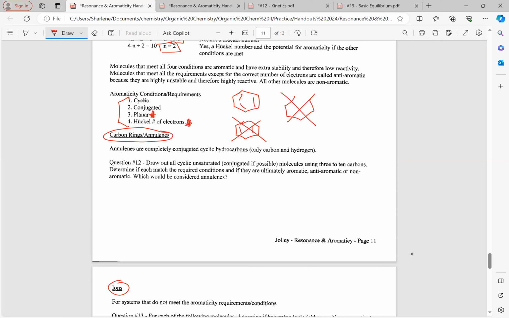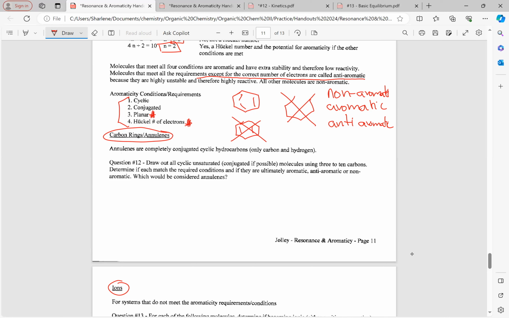What are my choices here? I can be non-aromatic, which means it doesn't even match one of the conditions. You can be aromatic, which means all of them are perfect, or you could be anti-aromatic, which means you are not the perfect arrangement. We are going to be talking about the number of electrons. So if it's all there except the correct number of electrons, we call it anti-aromatic.